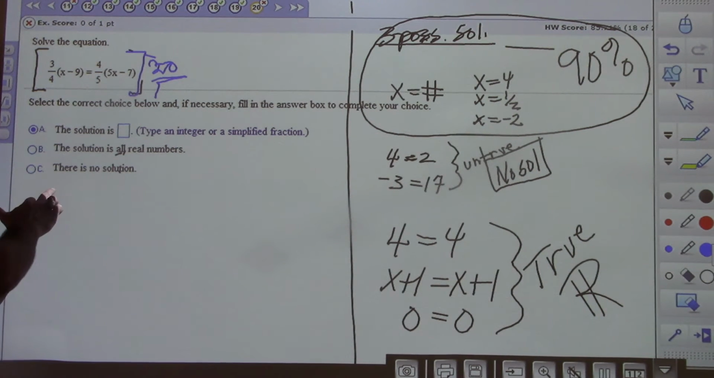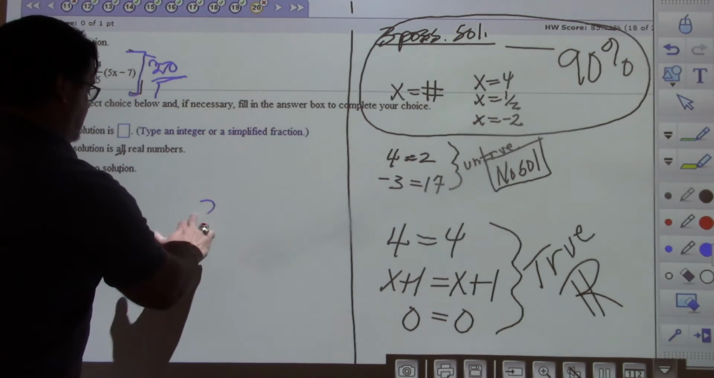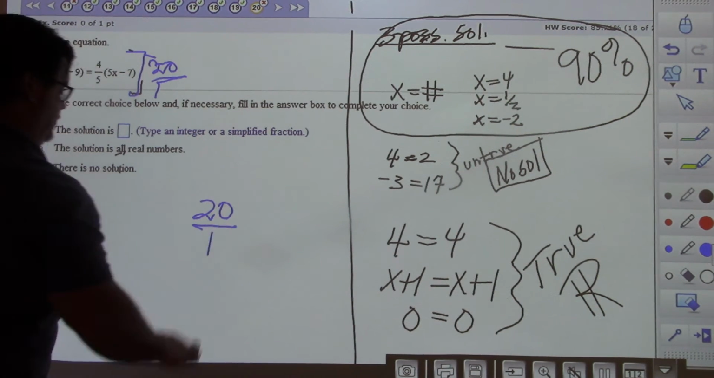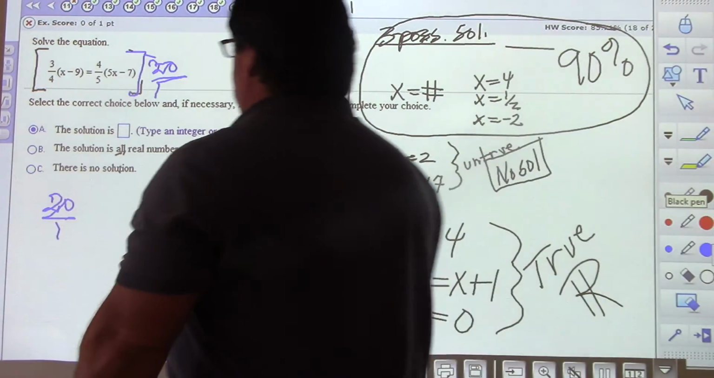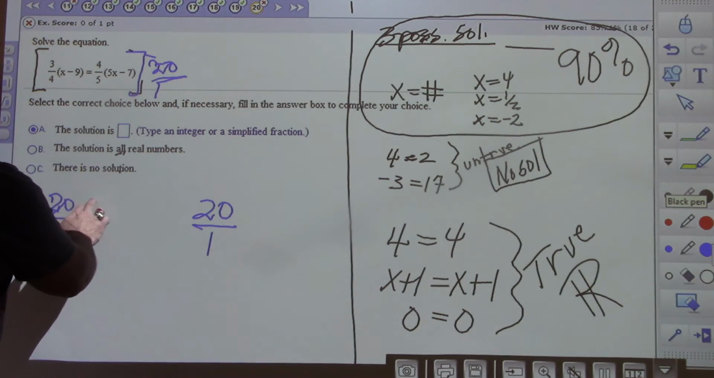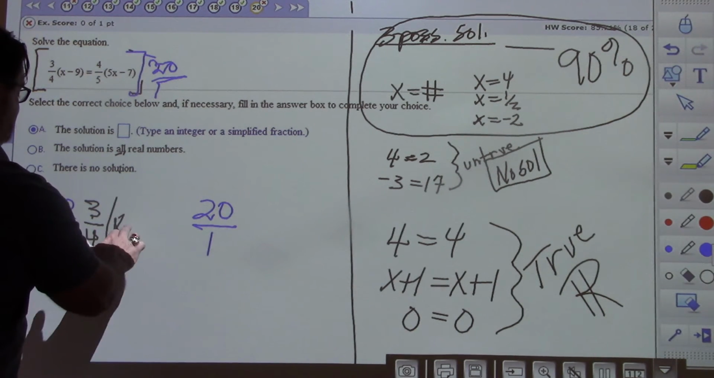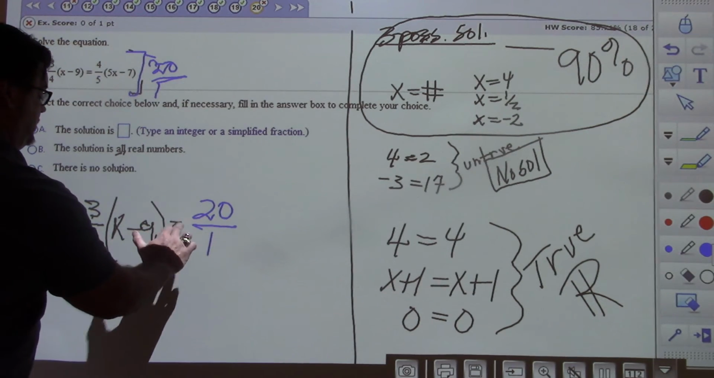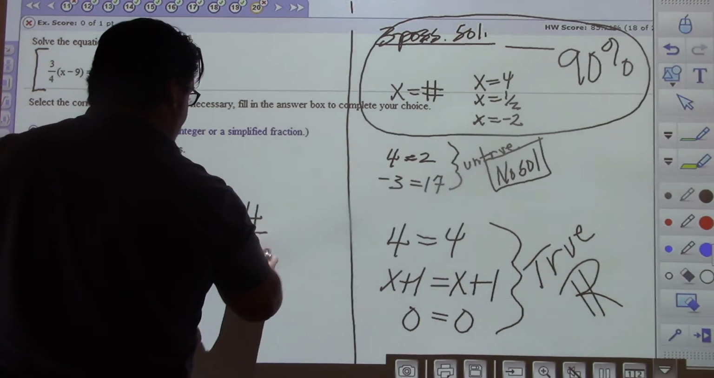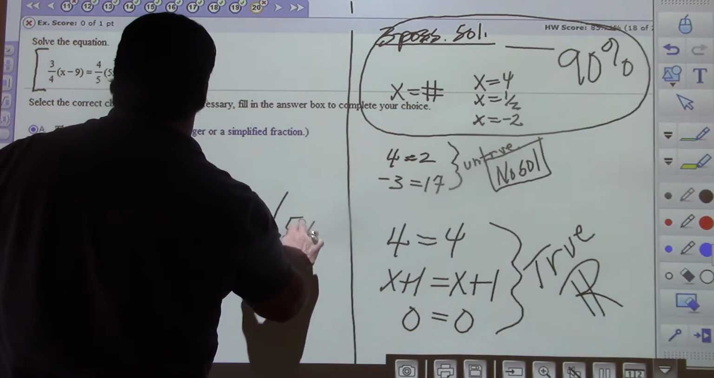I take my handy dandy blue marker and I multiply by 20 over 1, and 20 over 1. Take my black marker and I put 3/4 times x minus 9 equals 4/5 times 5x minus 7.